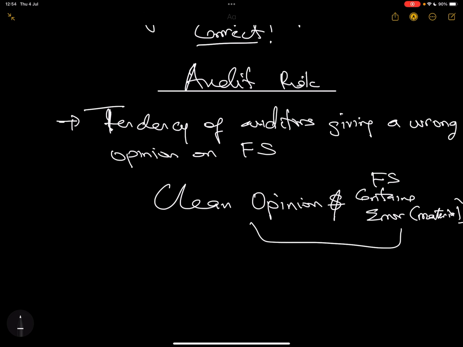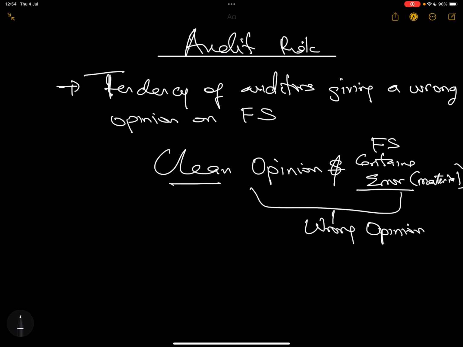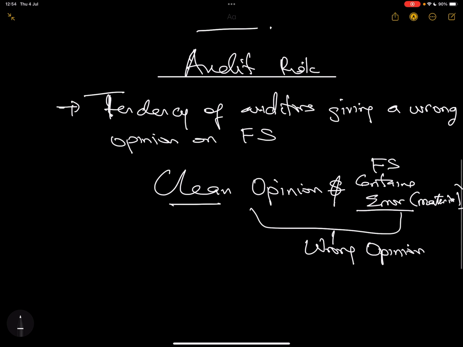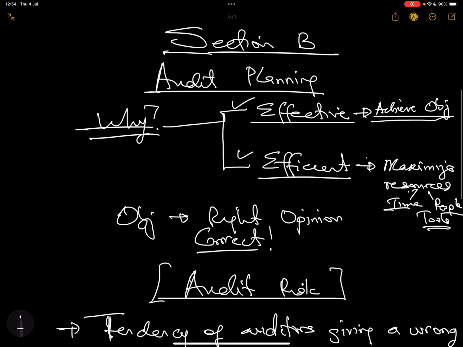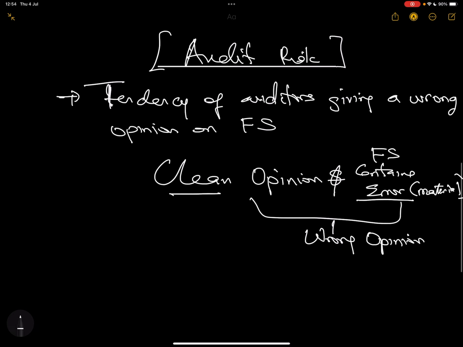When you issue a clean opinion when there is this material error, what you have done as an auditor is to issue a wrong opinion. And this is really bad. That means that the audit has failed. So the tendency of this happening is called the audit risk. And one of the ways we try to avoid audit risk is to start the planning properly so that we can have an effective audit. And that's why we're going to spend so much time on audit planning.